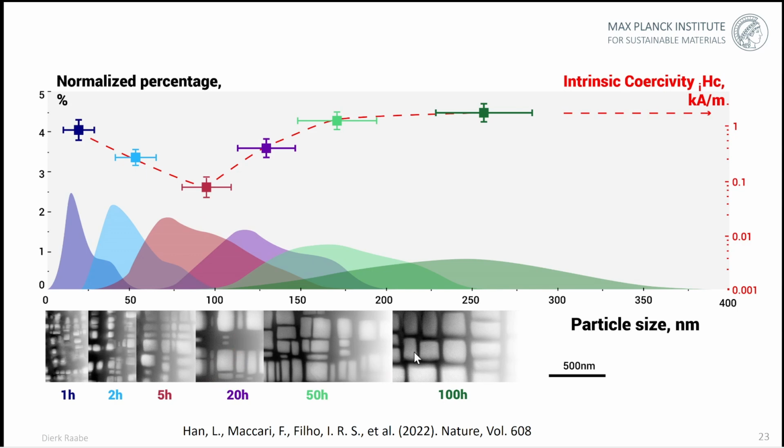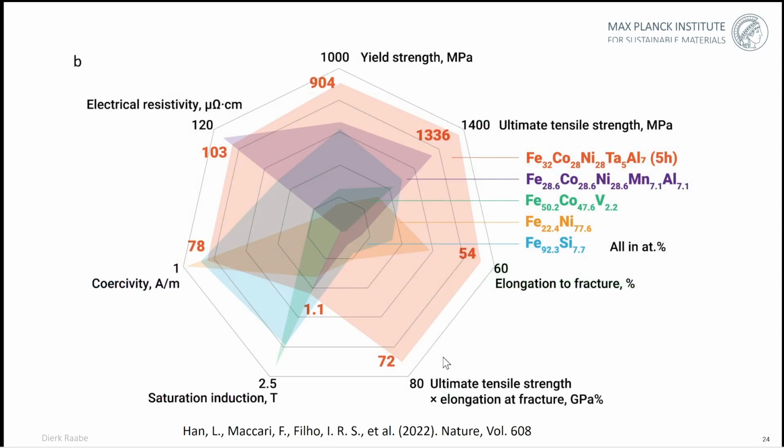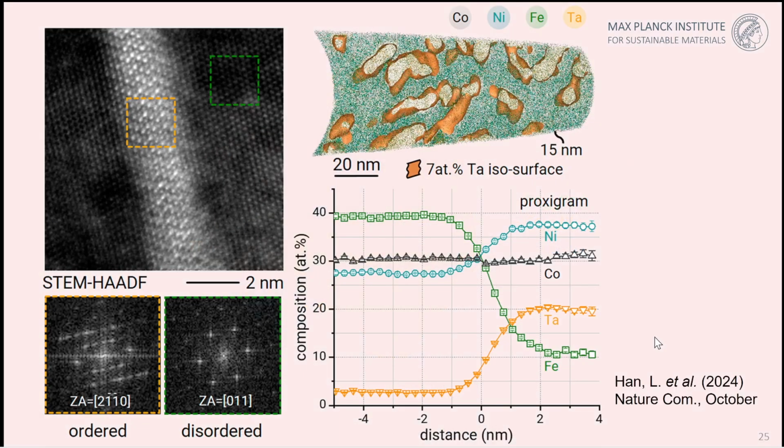And that was the assignment of this material design, where we tried to reconcile multifunctionality in one material concept, including resistivity, strength, elongation as a measure for ductility, but also saturation, induction, coercivity, and so on. So again, that is just one quick example to show how such multifunctionality can be reconciled together with mechanical properties.